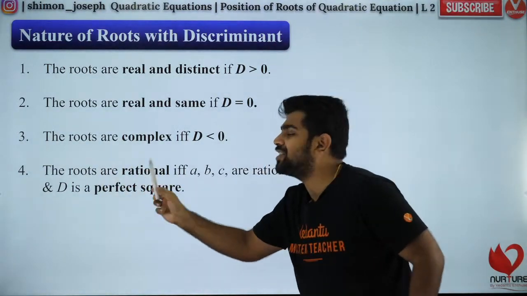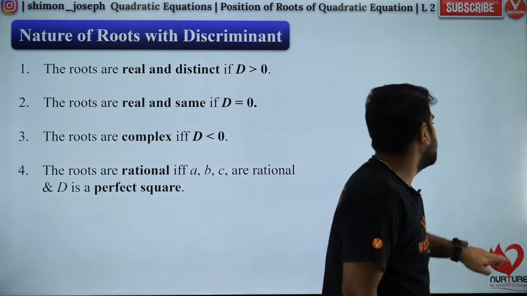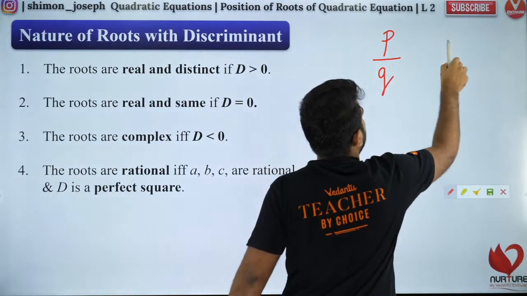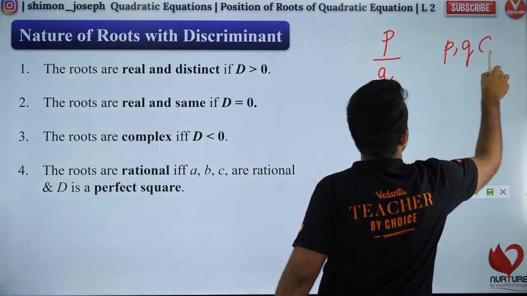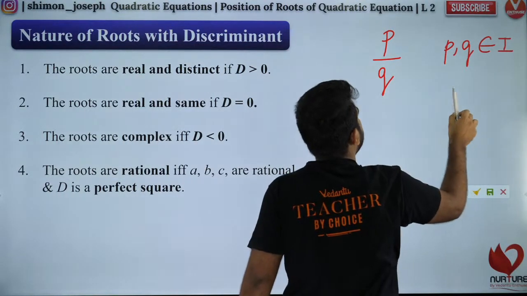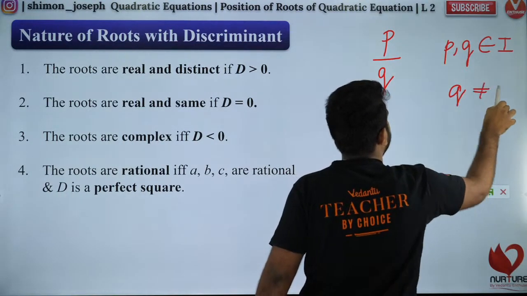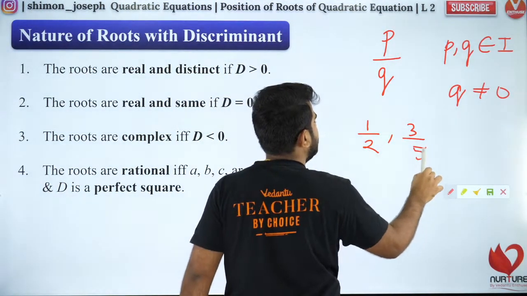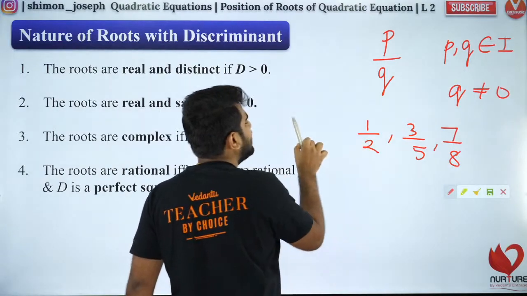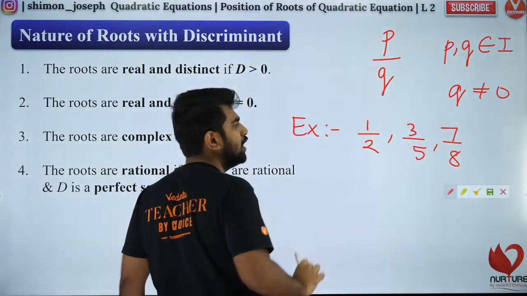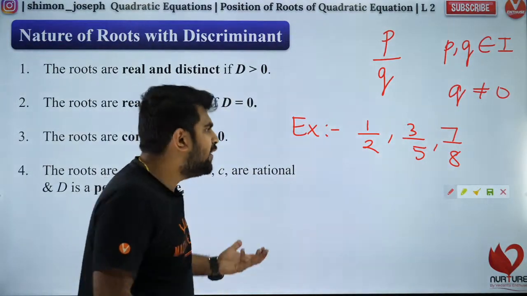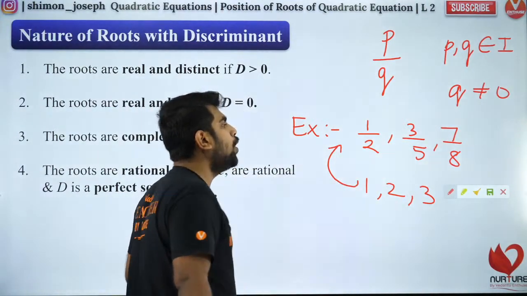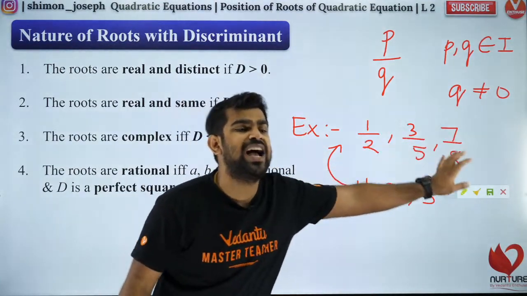The roots will be rational. What do you mean by rational? Guys, rational means the root will be of the form p by q, where p and q belong to integers. That is called rational numbers, and q should not be 0. Examples of rational numbers are 1 by 2, 3 by 5, 7 by 8. Are you all clear? Even 1 is a rational number, 2 is a rational number, 3 is a rational number.